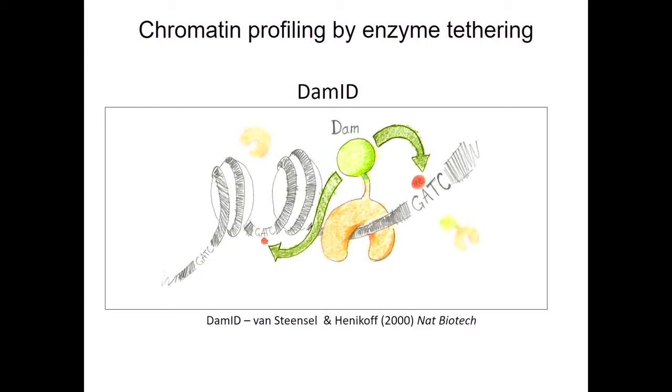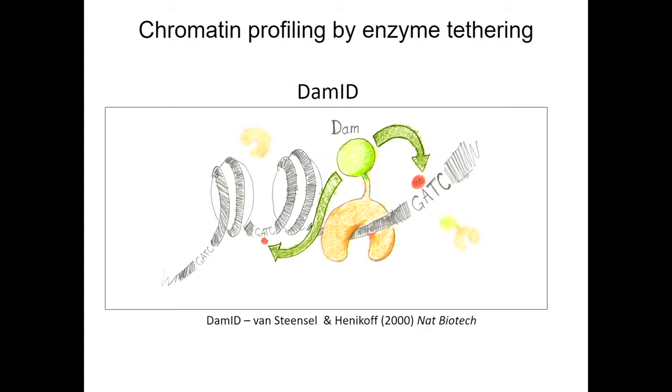Now, one of the first methods for this was developed by Bas van Steensel and Steve Henikoff's group many years ago. And the idea was you could map a component of chromatin by tethering an enzyme to it. In his case, he developed a method called DamID. That was a chromatin protein made as a fusion protein to the Dam methyltransferase from bacteria. Okay? And the idea was that when that fusion protein is bound to its target site in the genome, the Dam methyltransferase will methylate the DNA there.